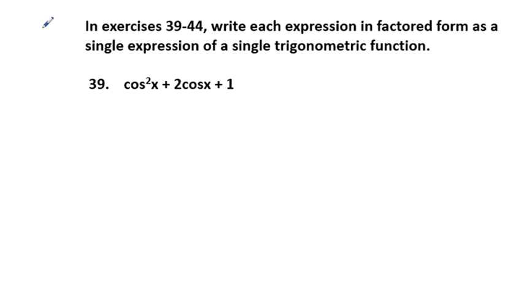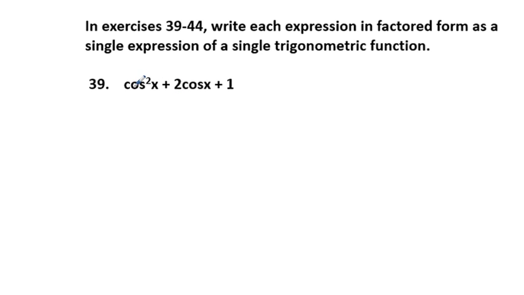Chapter 5.1, exercises 39 through 44 and 51 to 56. Section 5.1 is the part of our book that deals with the use of trigonometric identities, which we're going to use to solve some equations here and simplify some expressions.